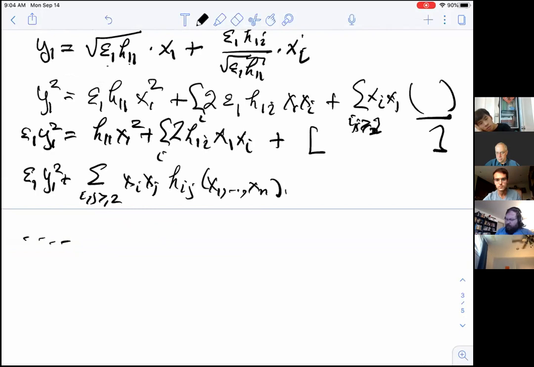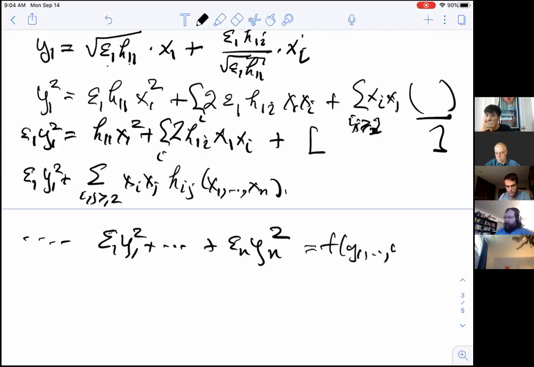I just continue like this until I get epsilon 1 y1 squared up to, and the last one is epsilon n yn squared. And in those coordinates, f is of the form that I want. So that's the first basic theorem of Morse theory. In a neighborhood of a non-degenerate critical point, there's a canonical form for the non-degenerate critical point. There's only one model up to translation by the value of the function at the critical point.